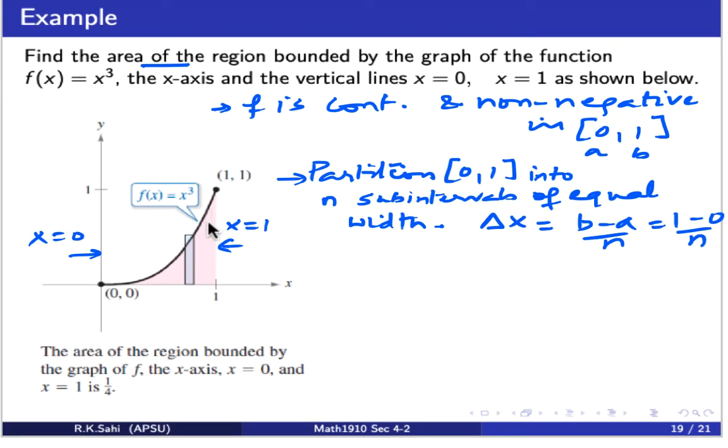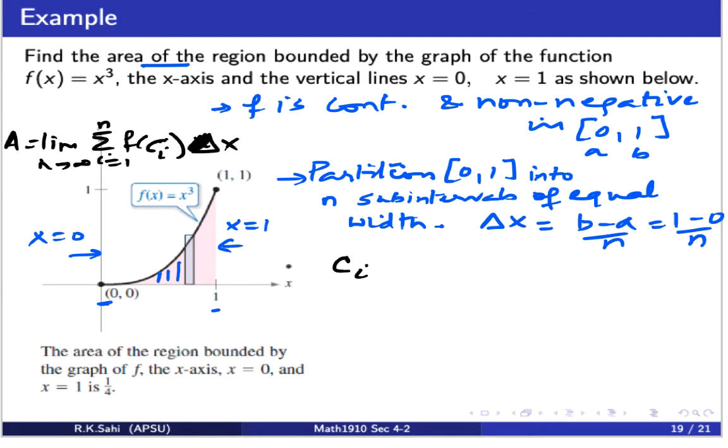The first thing is you ask, is my function continuous? Very good. It is continuous and non-negative in the interval we are looking at, 0 and 1. That's the x-axis. Then we partition this into n equal subintervals, and every rectangle has width delta x. Now we need to find c_i. Remember the formula: the area is the limit as n tends to infinity of the summation, i varies from 1 to n, of f of c_i times delta x. So this c_i is the one we're going to look at.